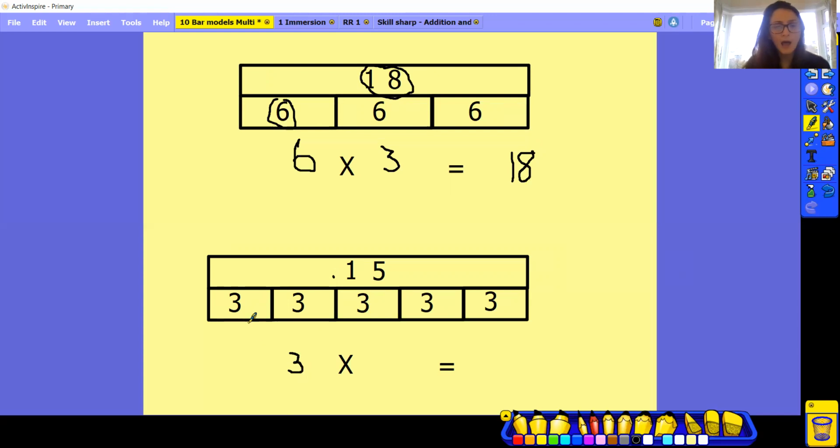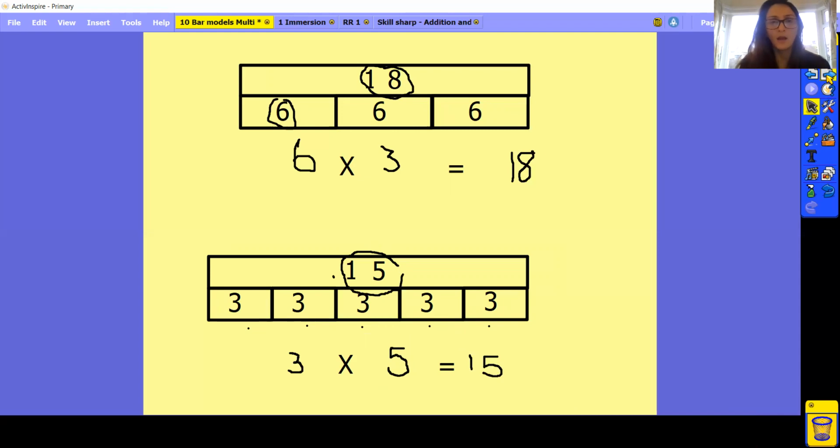Okay, and how many equal boxes do I have? So I've got 1, 2, 3, 4, 5. So I know I have 3 lots of 5, or 3 times 5. So 3 times 5, 3, 6, 9, 12, 15, which equals our whole. So 3 times 5 equals 15. Well done if you said that.